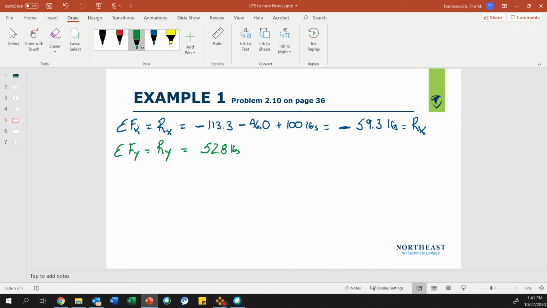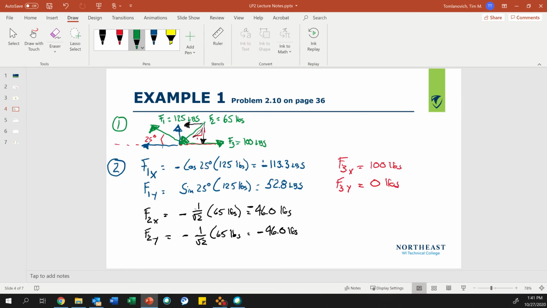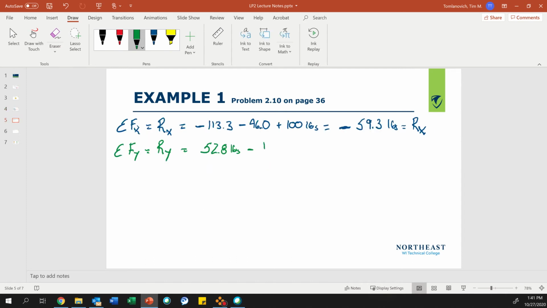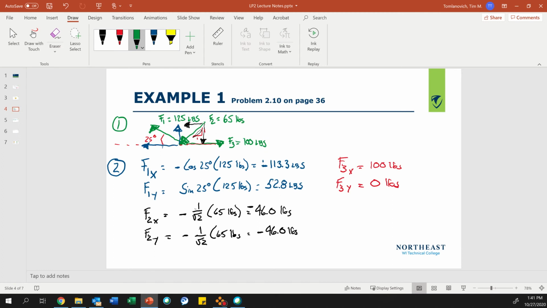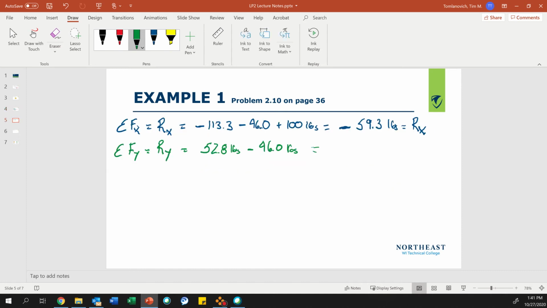And then I'm going to add F2y, which is negative 46 pounds. So it's minus 46.0 pounds. And then I have 0, and there's no y force for F3. So that equals, 52.8 minus 46 is 6.8 pounds. And that's positive, 6.8 pounds. Okay.